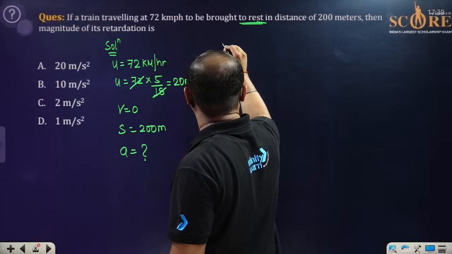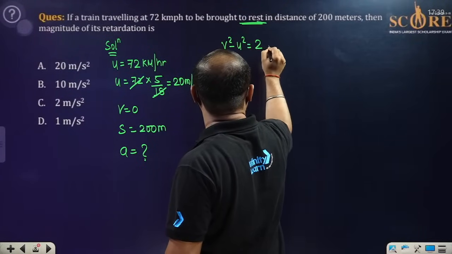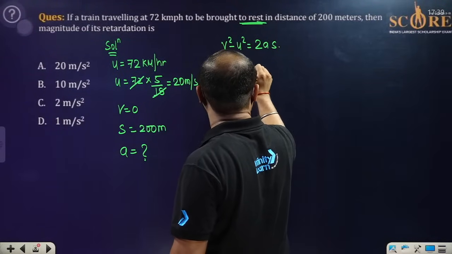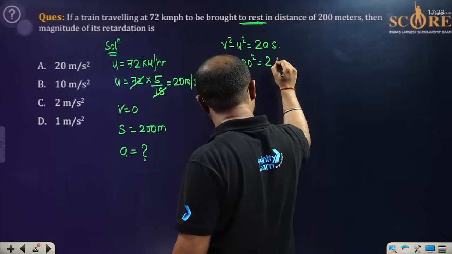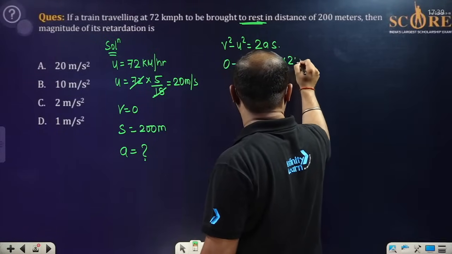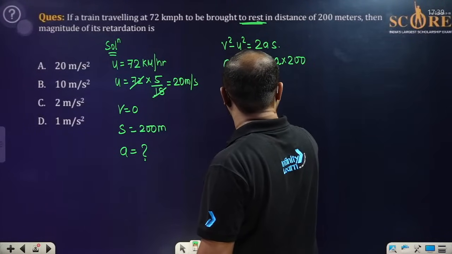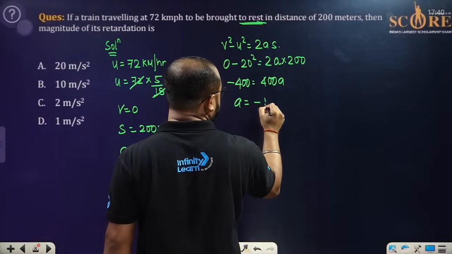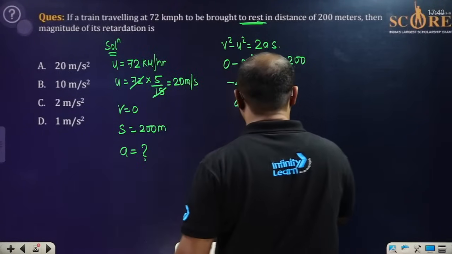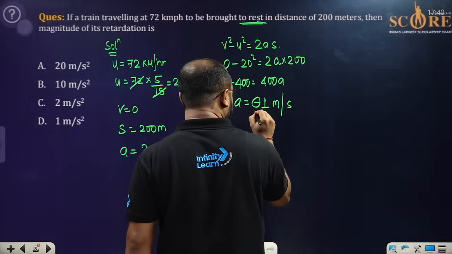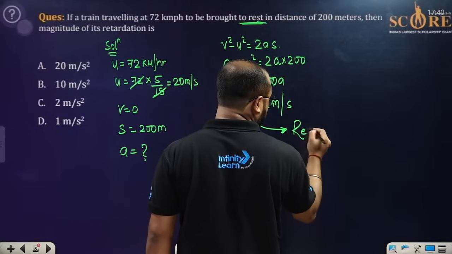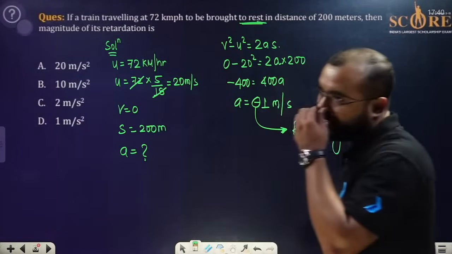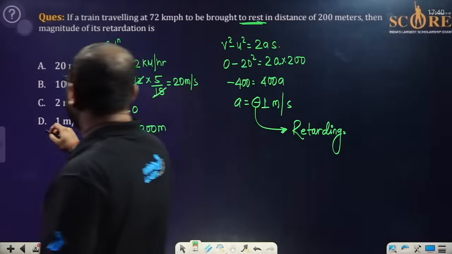So we can use the third equation of motion, that is v square minus u square equals 2as, everyone. If you try to solve this, v will be equal to 0 minus initial velocity 20 square equals 2 multiplied by a, that we have to find, multiplied by s, that is 200. It is negative 400 equals 400a. So here you can see the value of a is coming out to be negative 1 meter per second square. This negative sign gives you an idea that it is retarding. It is retarding, so the option will be D.